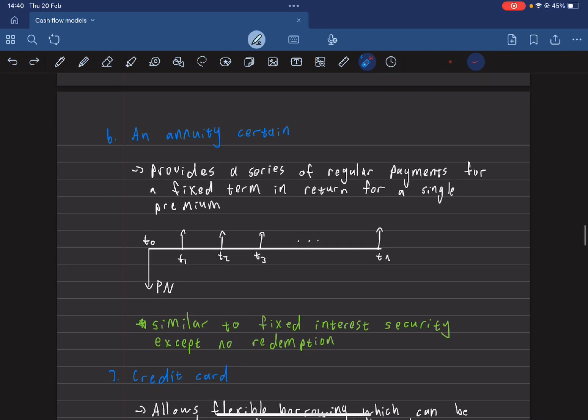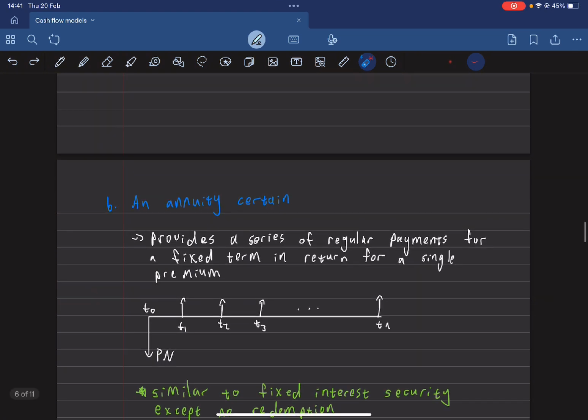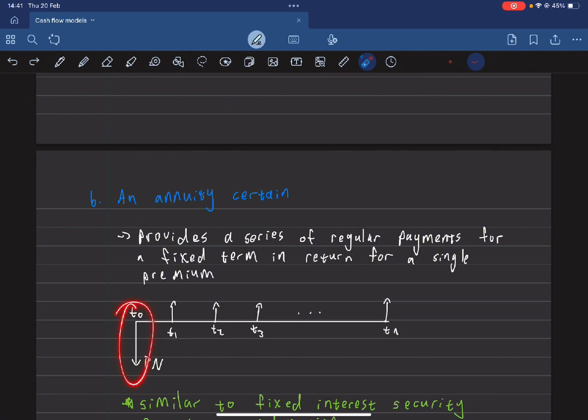The next one we're going to talk about is an annuity certain. This provides a series of regular payments for a fixed term in return for a single premium. This one's very similar to a fixed interest security, except there's no redemption amount. So here we'll pay a price for it and we'll get a certain number of regular payments back. So maybe we pay in 1,000 Rand, and then we get 120 Rand for 10 years, for example.